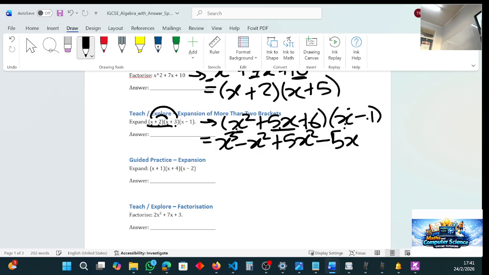Then I'm now on the last term, 6. So when I say 6 times x, it gives me positive 6x. When I say 6 times negative 1, it gives me negative 6 there. So I'm still simplifying because here I've got like terms, even here I also have like terms. So my final result is going to be x cubed. When I say minus x squared plus 5x squared, because these are like terms, they will be both in terms of x squared. So that's minus 1 plus 5. It will give me positive 4.